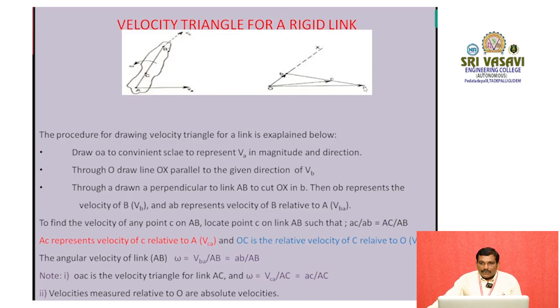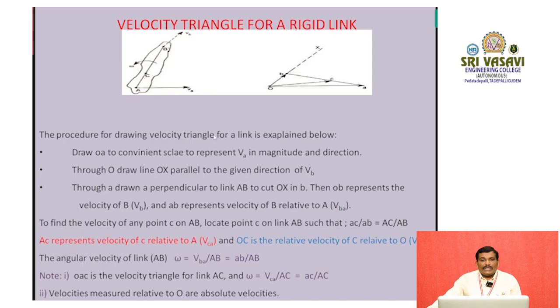Through A, draw a perpendicular to link AB to cut OX in B. Then OB represents the velocity of B, VB, and AB represents the velocity of B relative to A, that is VBA. To find the velocity of any point C on AB, locate point C on link AB such that ac by ab is equal to capital AC by AB.